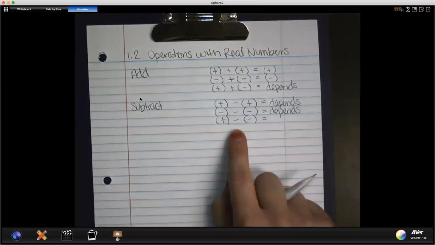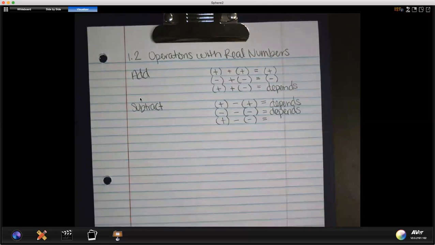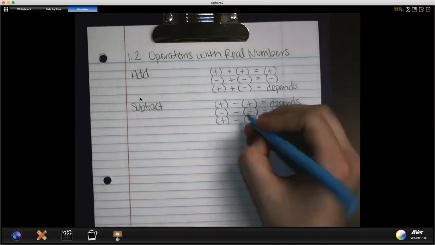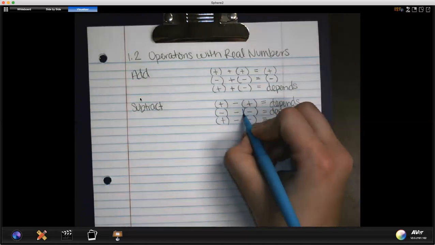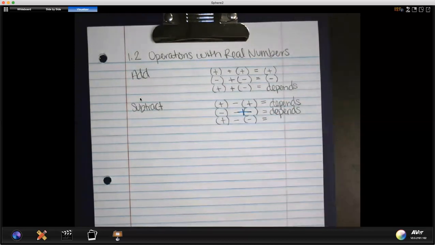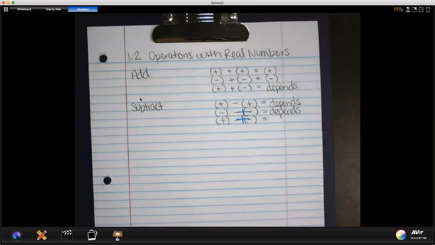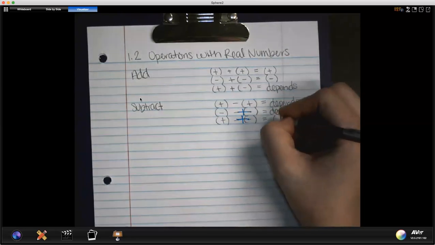But what happens when you have a double negative? It does make a positive. So when I have a negative minus a negative, a double negative becomes positive. It still depends, right? I still have a positive and a negative. But what happens when you have a positive minus a negative? What happens with the double negative? Again, it turns positive. So in this case, it's going to be positive.